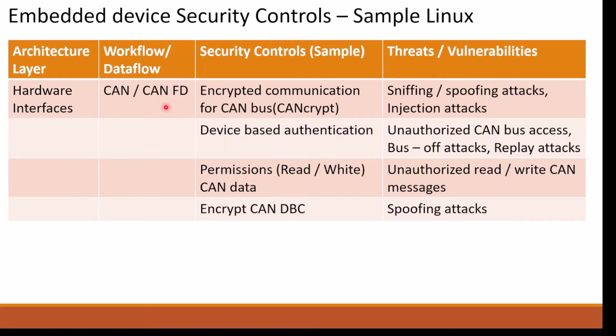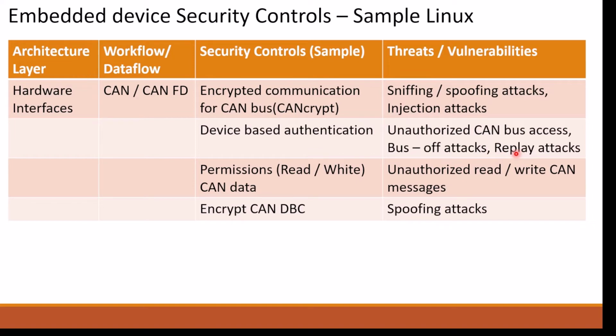Next one is the CAN interface. There we can encrypt the CAN bus communication using CANcrypt mechanisms, so that we can prevent sniffing, spoofing and injection attacks. Device based authentication: now the latest CAN stacks are providing device based authentication mechanisms to implement device to device or machine to machine communication, so that we can prevent unauthorized CAN bus access, bus off attacks and replay attacks.